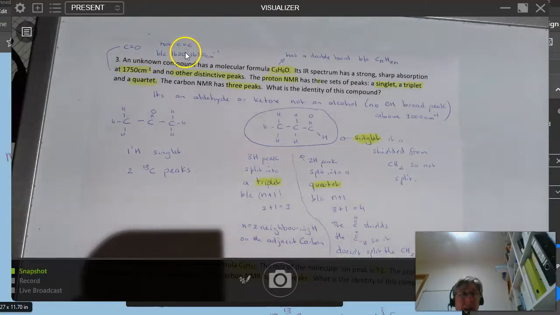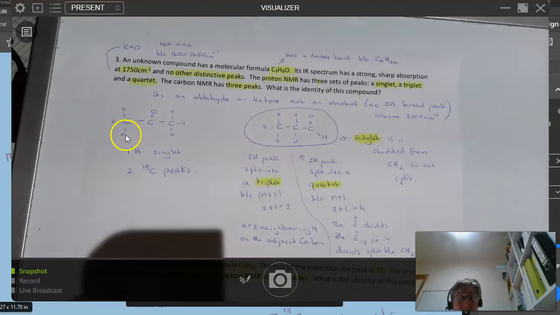It can't be the alkene double bond, because that's at 1620 to 1680. And it's got no other distinctive peaks, so it must just have a carbonyl. The proton NMR has 3 peaks with this splitting, and the carbon NMR has 3, so each carbon has a different chemical environment. So it's either an aldehyde or a ketone, which means your carbonyl is either in the middle or on the end. If it's in the middle, then these CH3s are all in the same environment.